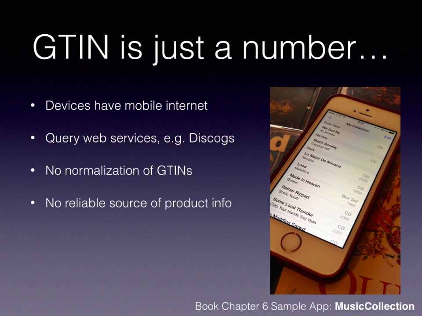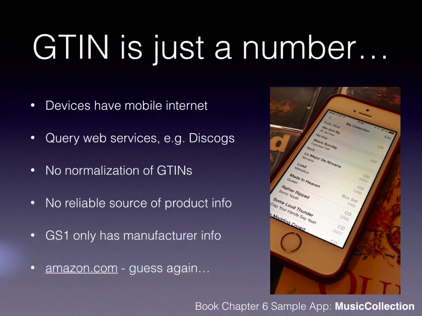So there is no reliable source of product information on the internet. Even the standards body, GS1, only has manufacturer info. They have the addresses and the prefixes of manufacturers, but they don't know the codes that the manufacturers assign to individual products. One of you might have the idea, as I had last year, well, the biggest company that has product information on the internet is Amazon.com.